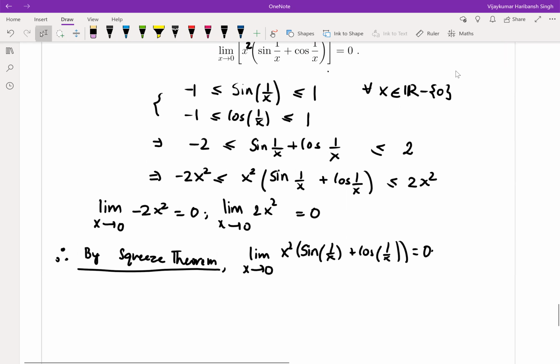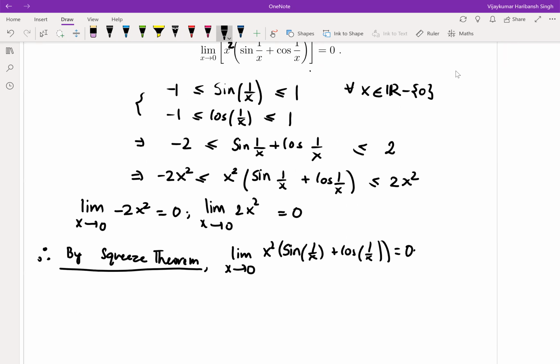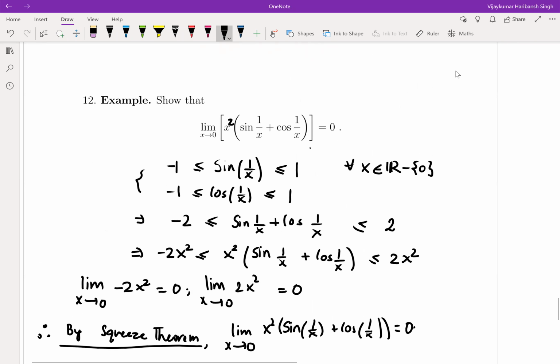By the way, you couldn't break it here. You couldn't break it as the limit as x goes to 0 of x squared times the limit as x goes to 0 of sine of 1 over x plus cos of 1 over x. Why can't you break it? Because the limit as x goes to 0 of sine of 1 over x plus cos of 1 over x is not defined. So you can't break it, and you have to go through this process.